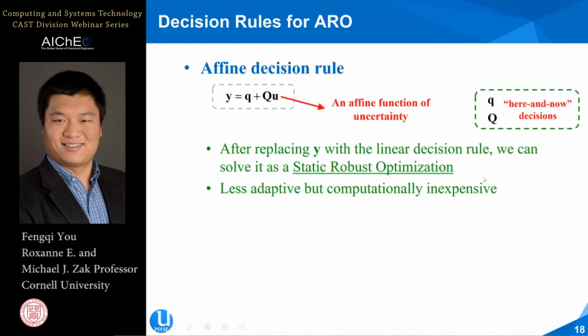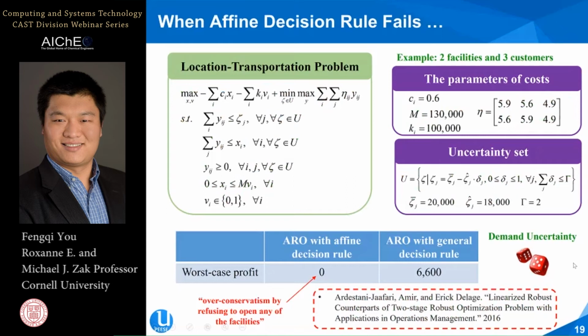But the key point I want to argue here is to try not to use this kind of affine decision rule if you can. Why? Because sometimes it could really lead to some absurd outputs, absurd decisions as results. So here's one particular example I always want to show to the audience. Let's say we have an adaptive robust optimization model for a very simple facility location problem, and assuming we just have 2 facilities and 3 customers. So this is a tiny problem. Essentially you have 2 integer variables and 6 continuous variables.